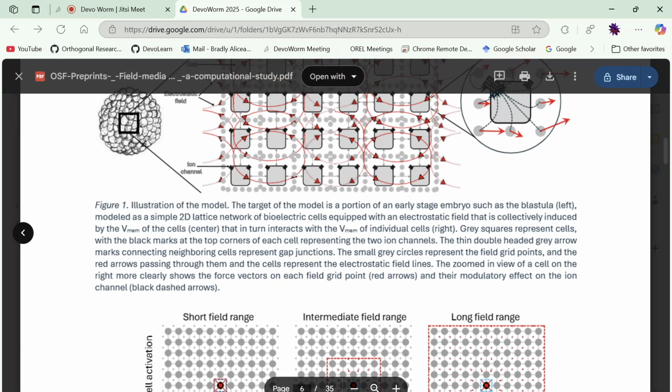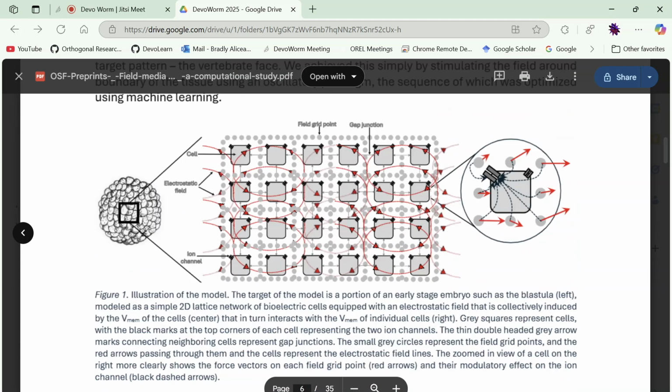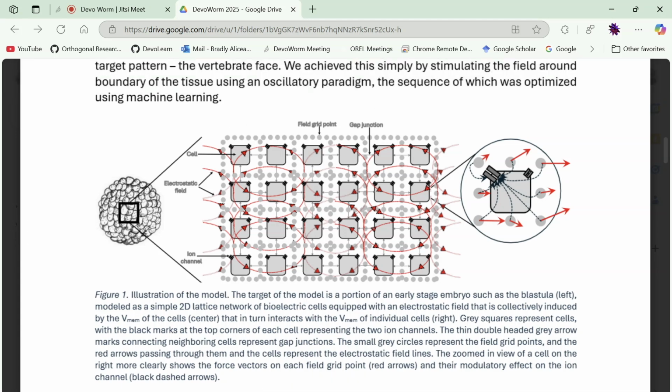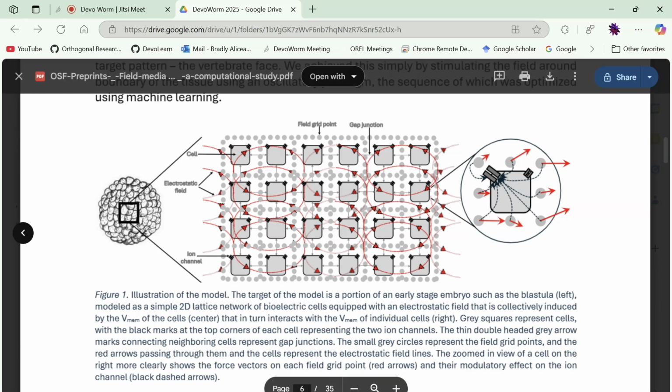So this is their model here, and it does look kind of like a cellular automata. It's really just an array of cells where you have this continuous model. So you have this blastula on the left, which is this clump of cells. And this is a blow up of a piece of the blastula. So these cells here are represented by cells in this array. And we have the individual cells. We have the electrostatic fields, which are these red lines. We have the ion channels, which are these black little squares on top of the cells or on the sides. We have these gap junctions, which are these gray lines. I don't know if you can see.